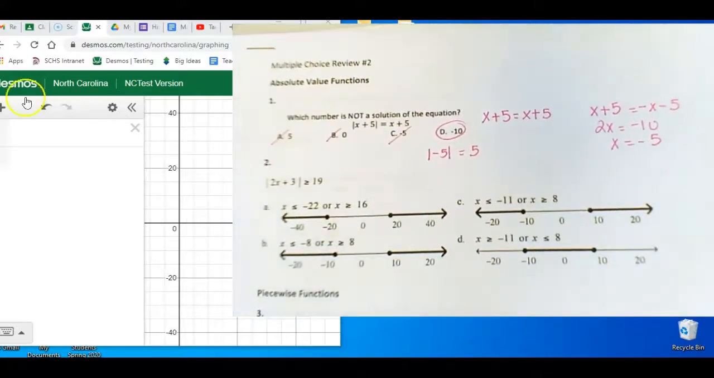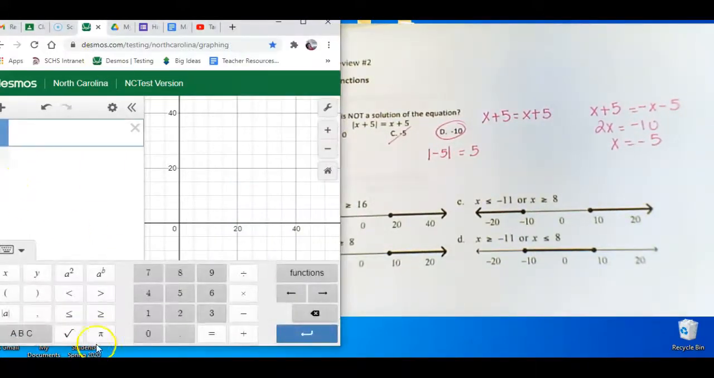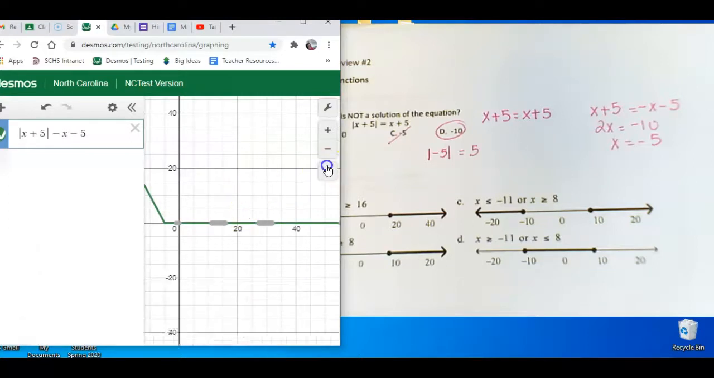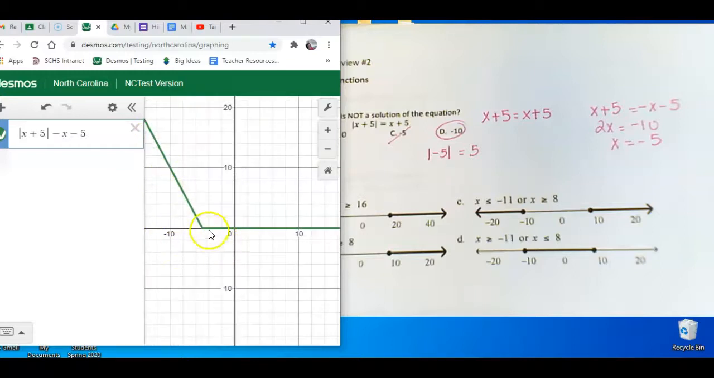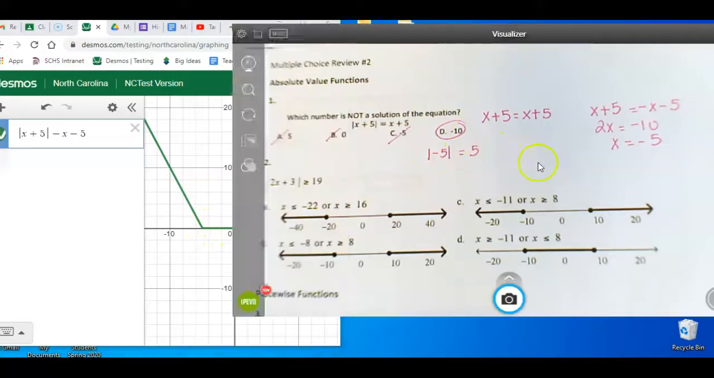Let me just show you what this graph looks like, because the graph is very strange. If you put x plus 5, and then how we always try to find the zeros, you subtract x minus 5. And I'm going to go to home so I can see it better. Wow, this is really interesting, but the interesting part is that negative 10 is right here, and it's not touching the x-axis at negative 10. But it is touching the x-axis at all these other places, so that's why negative 10 doesn't work.